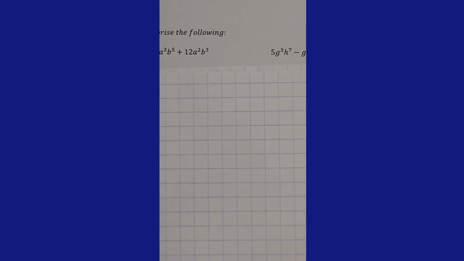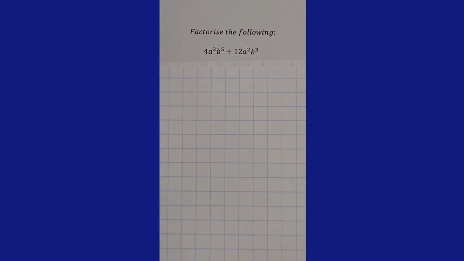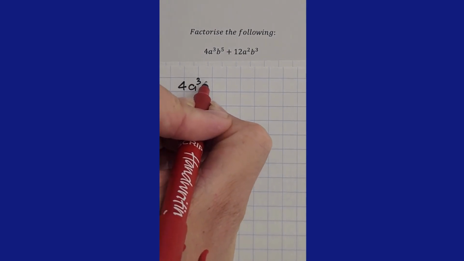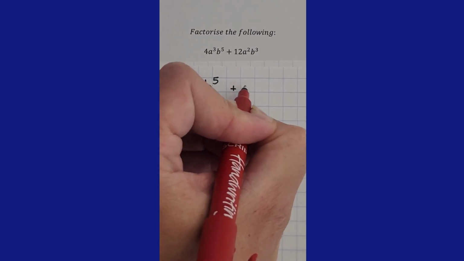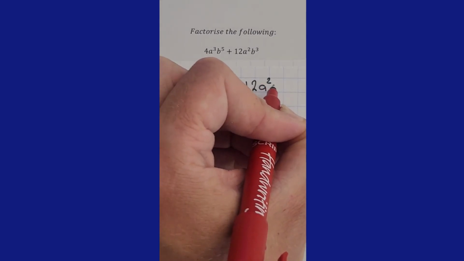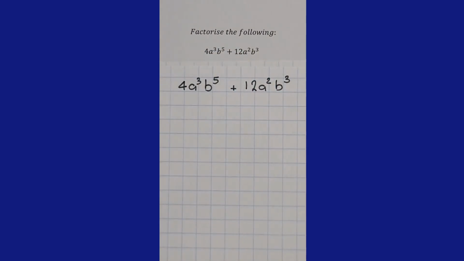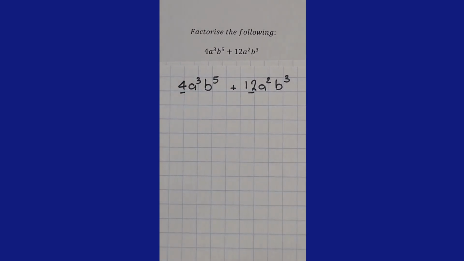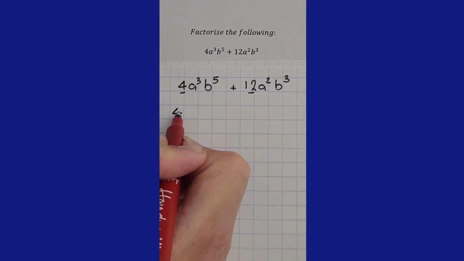Okay, and then what we're going to do is I'm going to look at this as a final example because there are cases where there's more than one letter in a term in an expression. So we've got 4a cubed b to the power of 5 plus 12a squared b cubed. The process is the same. Do it step by step. So I can see I've got numbers here. So again, looking for common factors of 4 and 12. Well, they're both in the 1 times table, they're both in the 2 times table, but they're also both in the 4 times table, and 4 is the biggest factor, so we want the 4.